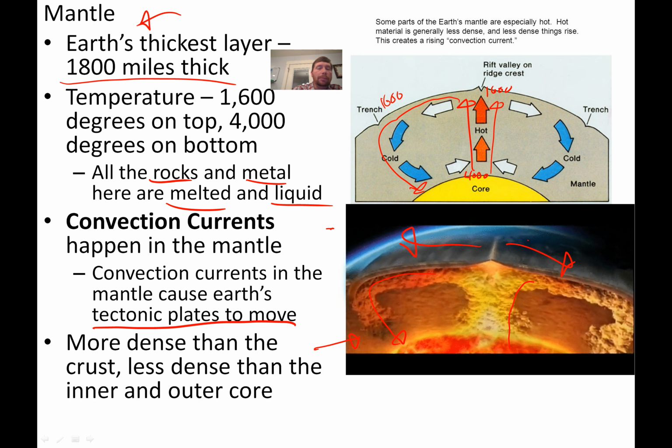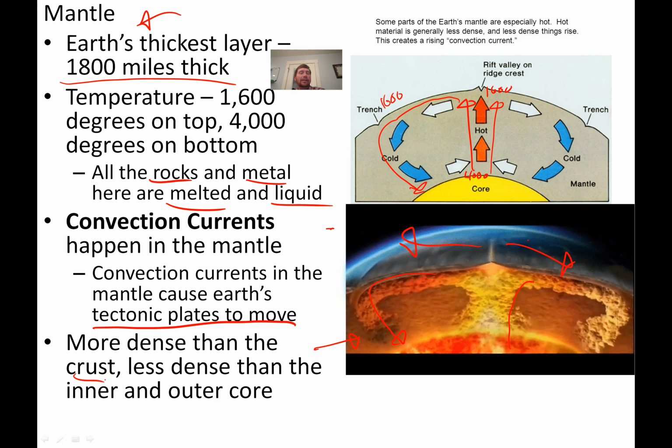Last thing about the mantle we want to hit up real quick, it is more dense than the crust, but it's less dense than the inner and outer core.